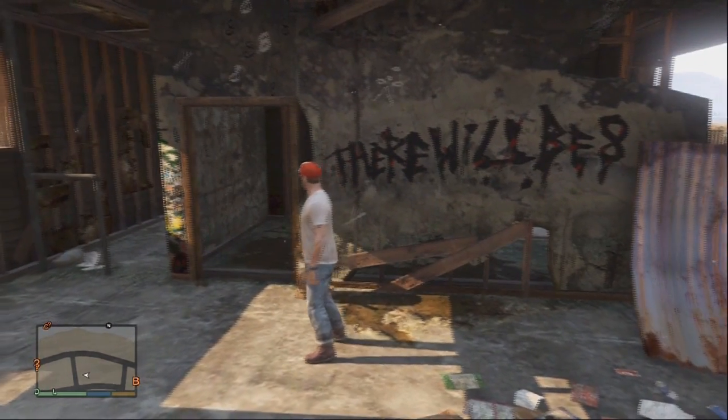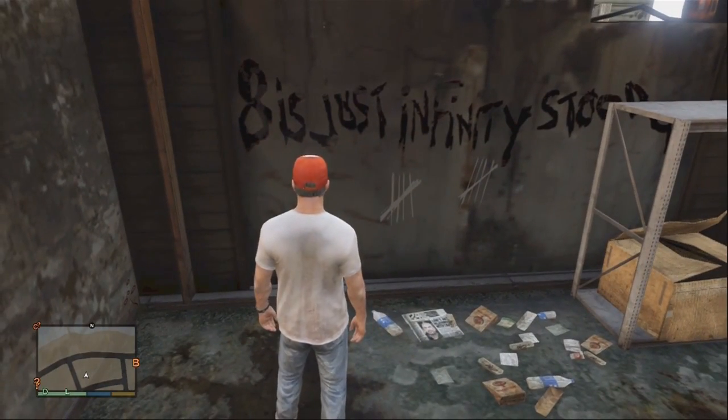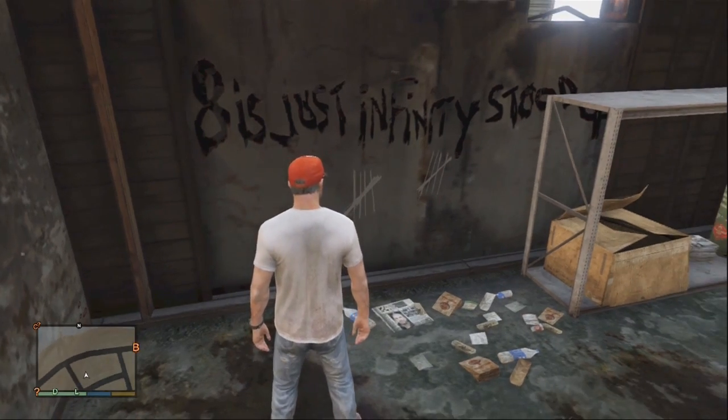If we walk into the next room, there is more graffiti which says 8 is just infinity stood up, thus giving us his serial killer nickname, the Infinity 8 Killer.